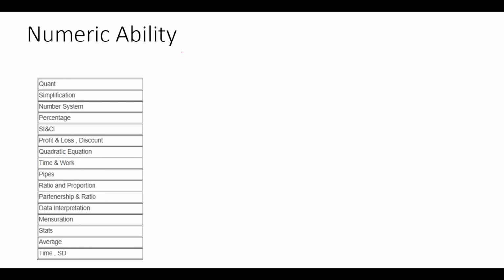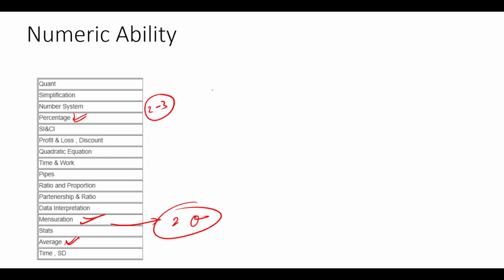Now talking about numeric ability. I am talking about the 2026 exam analysis. This time, first of all, they surprised with one topic, that was mensuration. There were around two questions from mensuration in numeric ability. Then, they combined the percentage and average topics, and after combining them, they put around two to three questions from these topics.